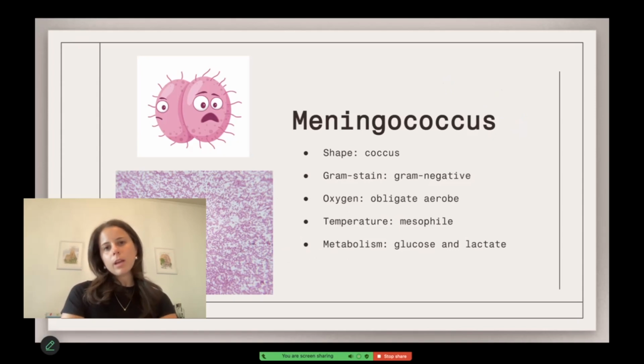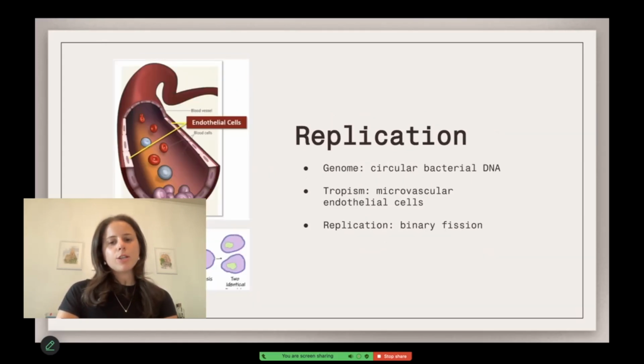It's an obligate aerobe, meaning it needs oxygen to survive. It requires a temperature of around 37 degrees Celsius, which is around the human body temperature, which means it's a mesophile, and it metabolizes glucose and lactate for energy. Its method of replication of its circular bacterial DNA genome is binary fission, in which it enters microvascular endothelial cells to do so. So this is why the infection occurs in the brain and the spinal cord, because that is where some of these microvascular endothelial cells are found.